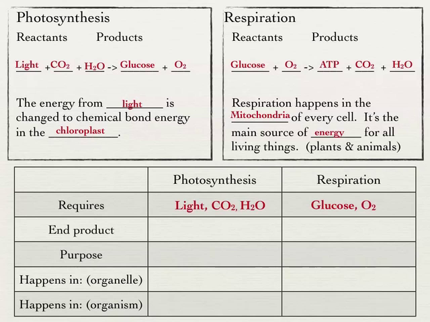The end products, we might say produces. Photosynthesis makes. Photosynthesis results in. Raymond? Glucose and oxygen. Respiration, what does it produce? What are its end products, Thomas? ATP. What else, Chris? CO2. What else, Maya? H2O. Yes. Produces ATP, carbon dioxide, and water.